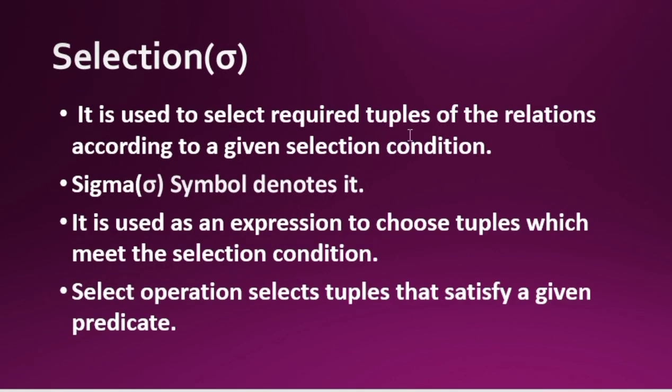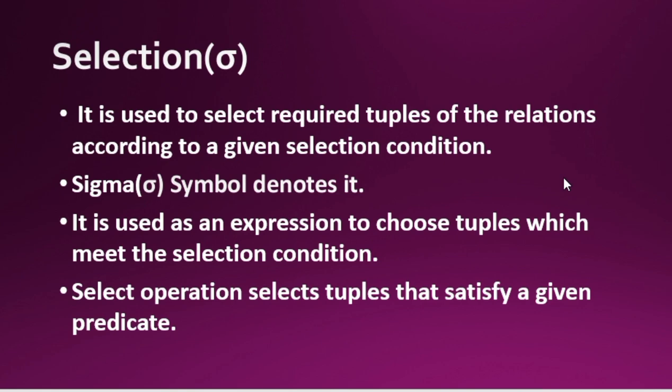Selection is the first one. By listening to the name of the selection, you will get it. To select any column name or to select a row, you will use this selection operator. In the first point I have mentioned that it is used to select required tuples of the relation according to a given selection condition.